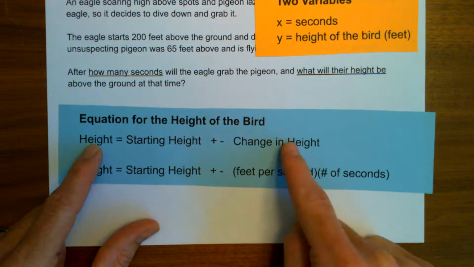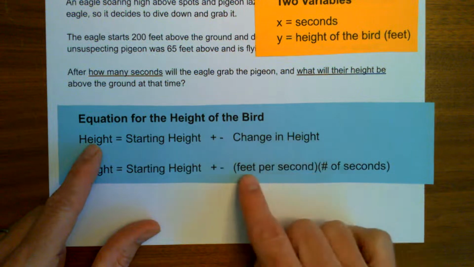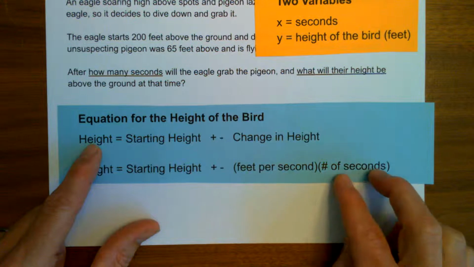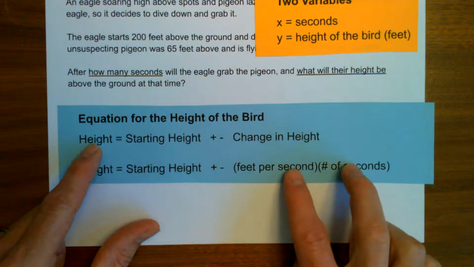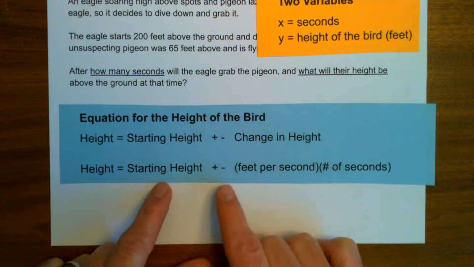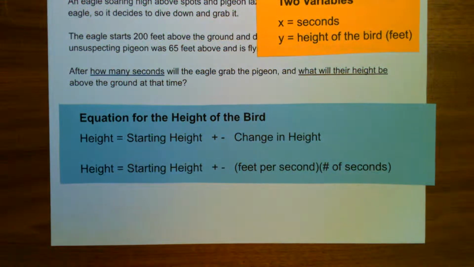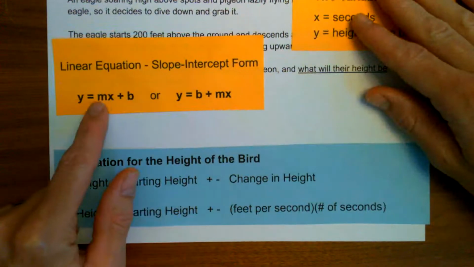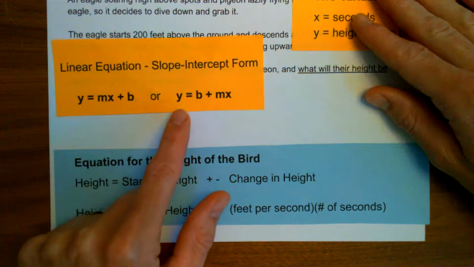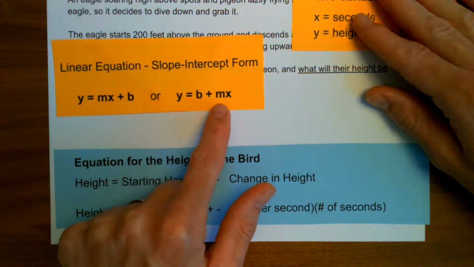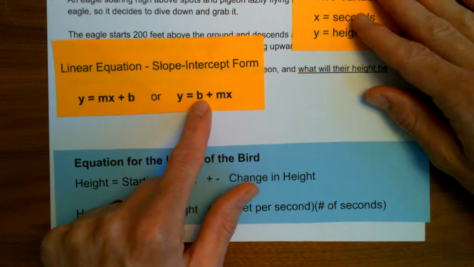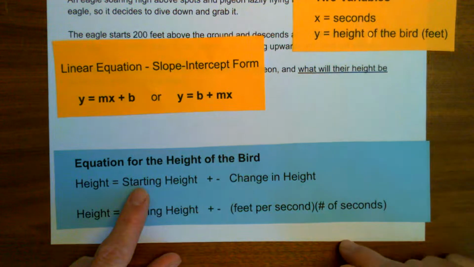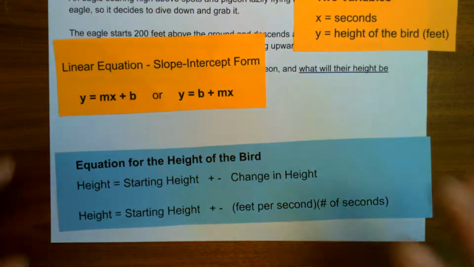And how do we figure out how much change in height it has? Well, if I know the rate, feet per second, and I multiply that by the number of seconds that it's been flying, that will give me how much the height has changed, and then I can just either add or subtract that from the starting height. And that will then give us the equation in slope-intercept form. y equals mx plus b, or if I turn that around, y equals b plus mx. And I'm going to write it in this form here. I always like to start with the starting amount and then add or subtract from that. So I usually like to write it like this. So let's get going on that.